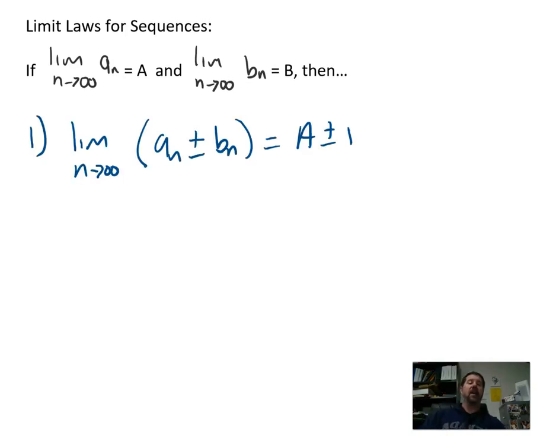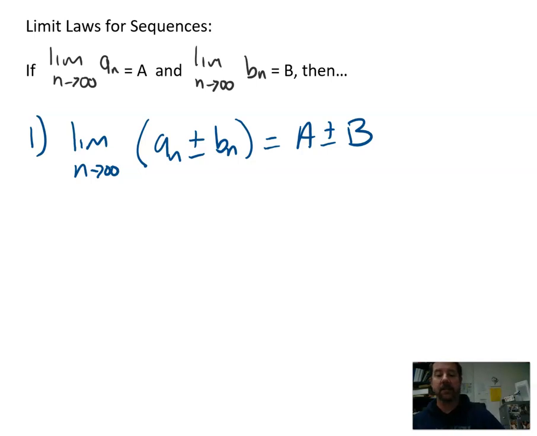All right, then we have this limit rule that says if you take the limit of those two sequences added or subtracted together, then you are going to get the actual limit of those sequences either added or subtracted. Okay, so if the limit as n goes to infinity of a is 0 and the limit as n goes to infinity of b is 5, then the limit of those two sequences added together would give you 5 still, because you could add those two limits together.